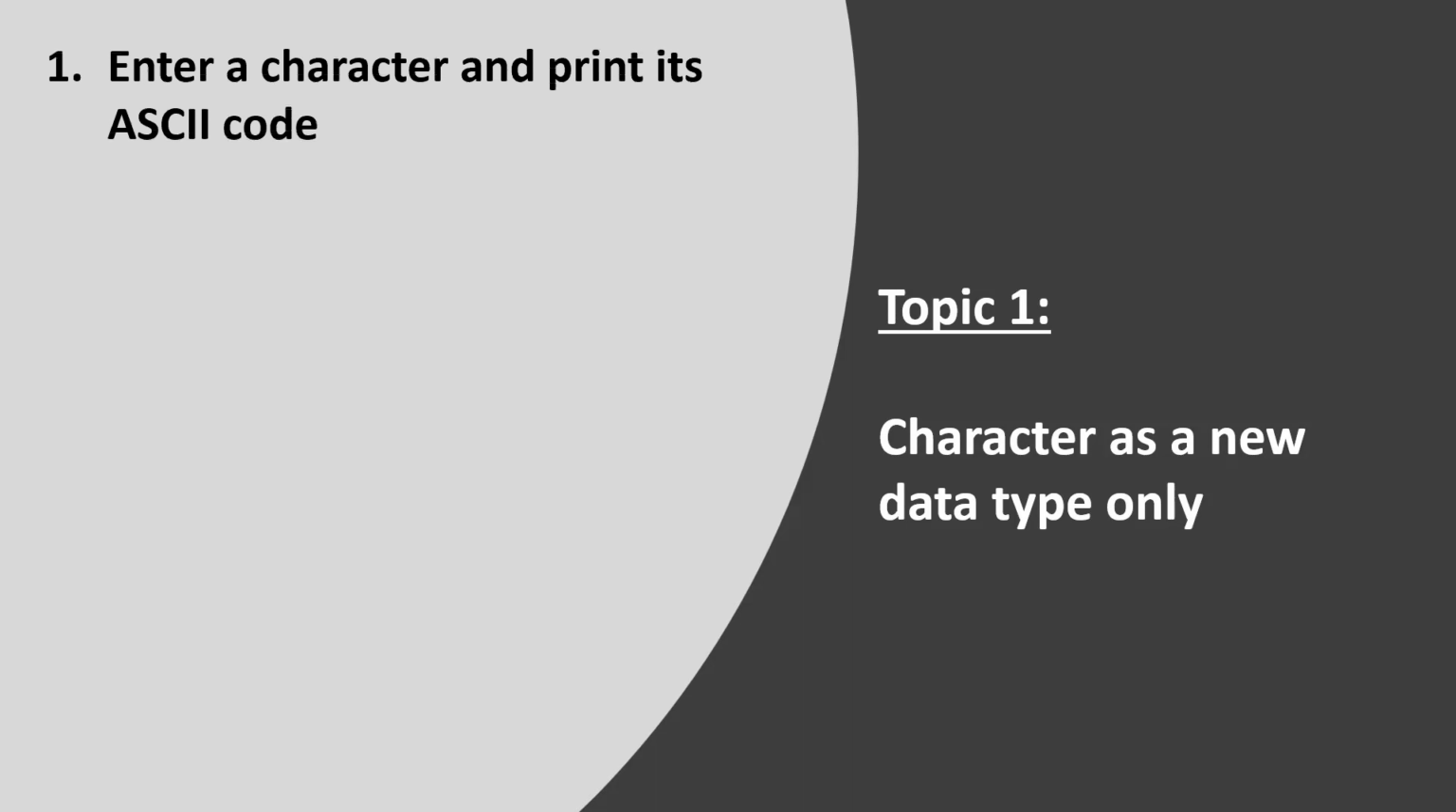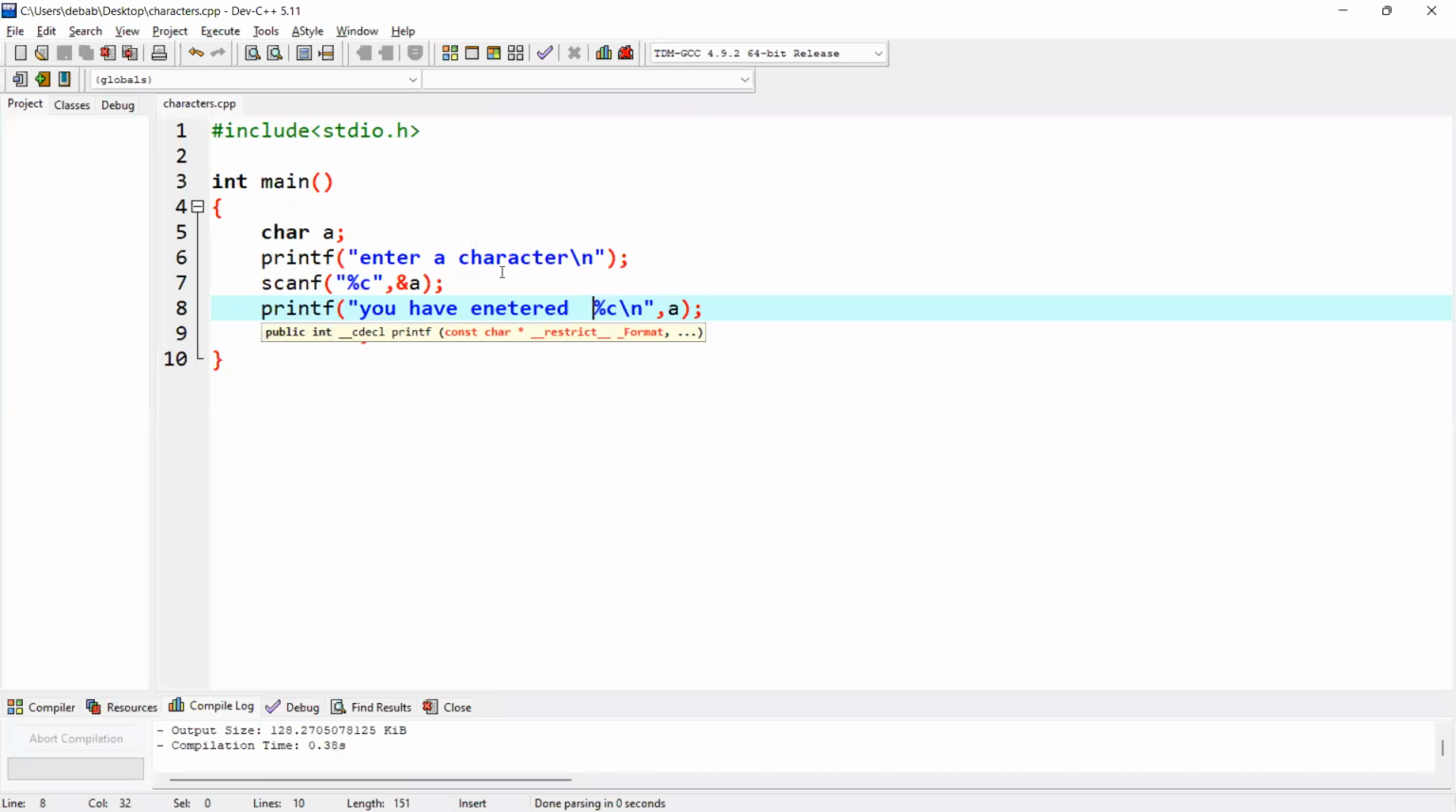Now, the main thing that we need to learn from this chapter is, what do you mean by ASCII code? ASCII code is something important. Otherwise, character is just like integer, just like float. It is nothing special, nothing new.